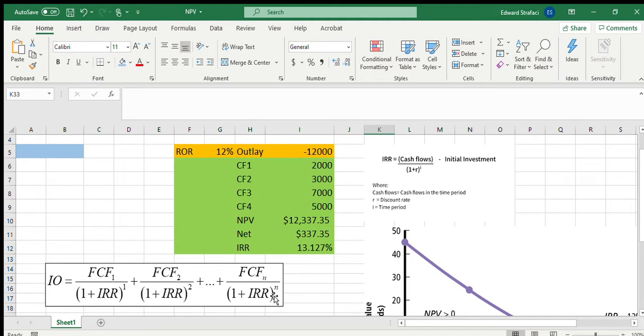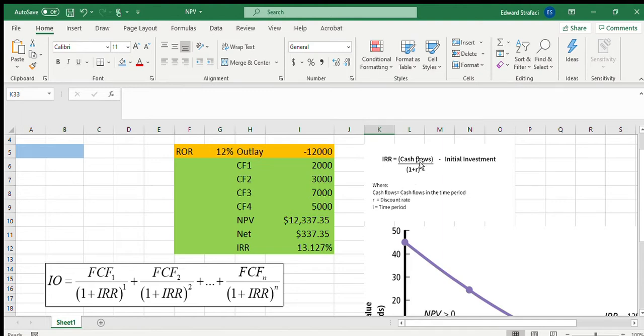We're dividing it by 1 plus the internal rate of return and raising it to the power of each cash flow, n being whenever these cash flows occur, so this would be year 1, year 2, up to year n. Starting with the initial outlay, we're going to be solving for IRR. So let's look at this formula.